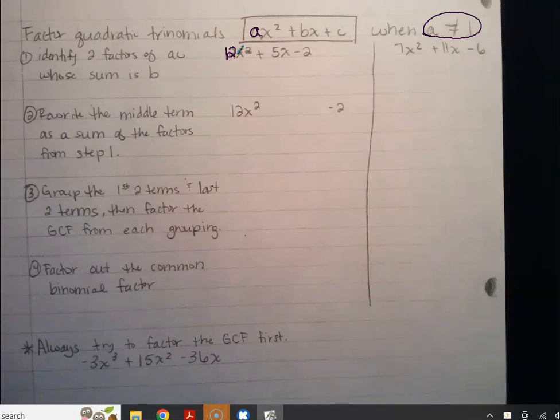Okay, so in this case, we identify two factors of AC. Okay, that's different. So we have to take this number and this number. Well, we are, because then we're going to say whose sum is B. But we have to multiply these. So we have to take 12 times -2, and so that's -24. So what factors of -24 get me B, that positive 5?